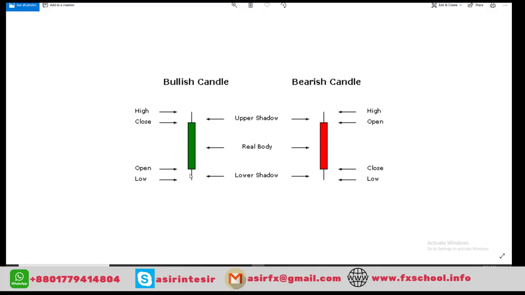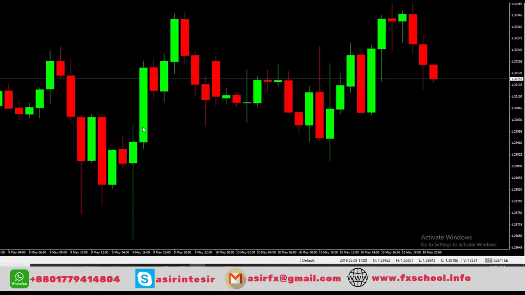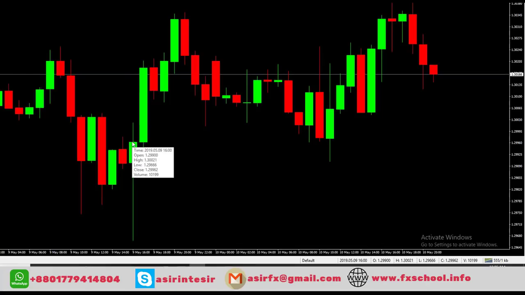So in the green candle, it starts from the downside, and this is the open price and this is the close price, and at the end of the shadow on the downside, this is the low price and this is the high price. Okay, now I'm showing you something. When I take my mouse cursor to this candle, you can see something. Look there. O means the open price, H means highest price, L means low price, and C means the closing price.